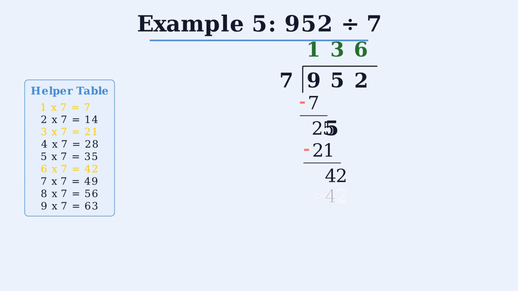Subtract, 25 minus 21 is 4. Bring down the 2 to get 42. 7 goes into 42 exactly 6 times. 7 times 6 is 42. Subtract 0. The answer is 136. The fair sold 136 tickets every single day.